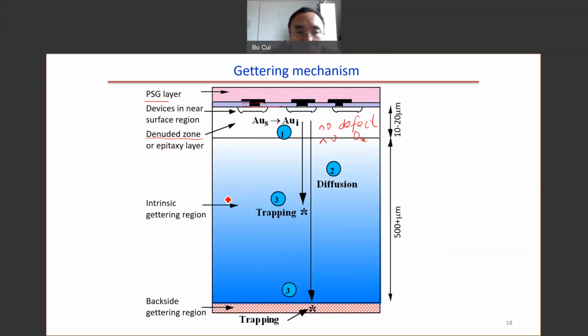The inside of the wafer, in the bulk of the wafer thickness, we have this intrinsic gettering region. So the impurity, they move, get trapped here. It can also move to the backside of the wafer. So this is called extrinsic backside trapping. The wafer thickness is higher than 500 micrometer.